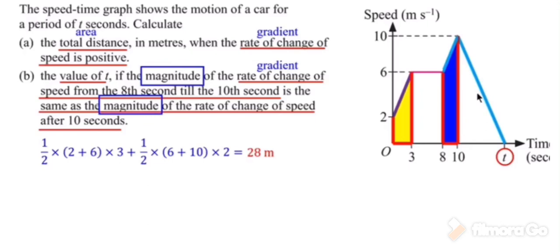So now we will find the gradient. 10 minus 6 is y2 minus y1. Then we will take 10 minus 8, because we want the positive value only. The magnitude is equal to 10, the one in red color, over t minus 6. For t minus 6, take the bigger value minus the smaller value. So this is the meaning of the magnitudes of two gradients being the same. Then you just cross multiply and solve it to get the answer.